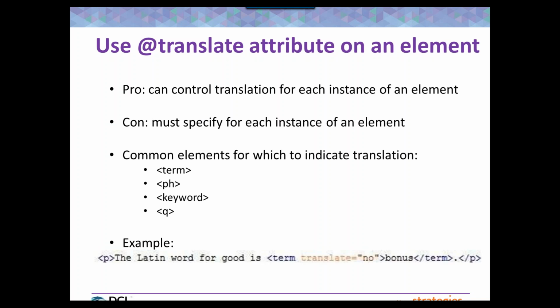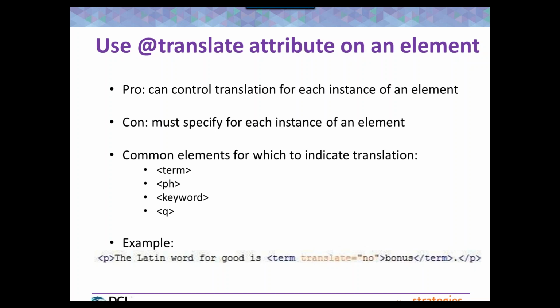You want to use that translate attribute when you need to specify that a specific element does not need to be translated. So, for instance, in this case, we have a Latin word that is in a term element, and the translate is equal to no. We have to indicate this because there might be other terms that could be translated. So it's this specific word is a Latin word and does not require translation.